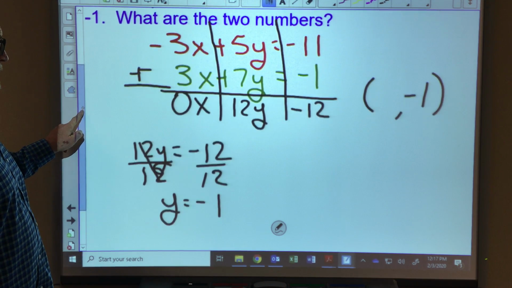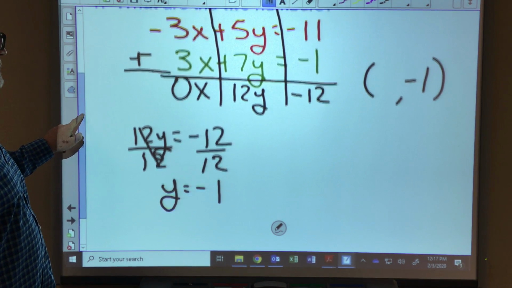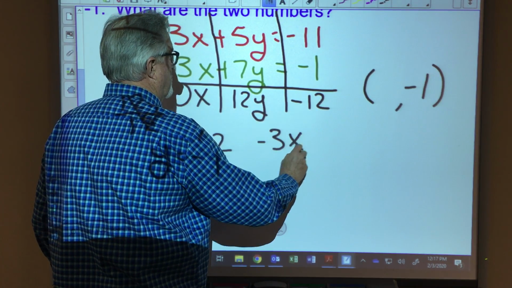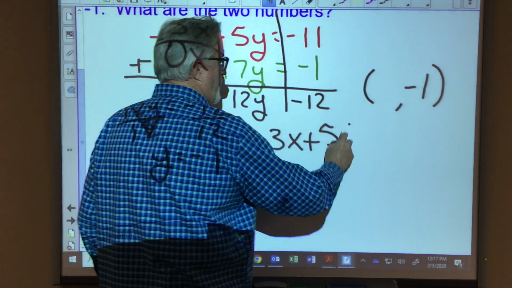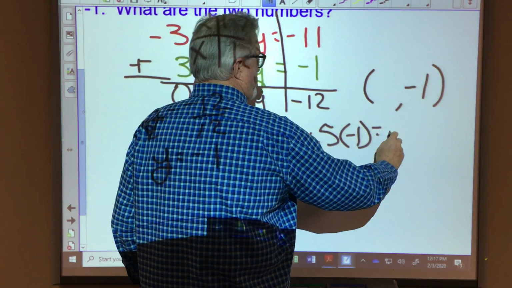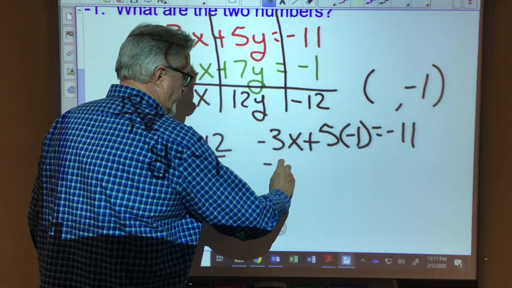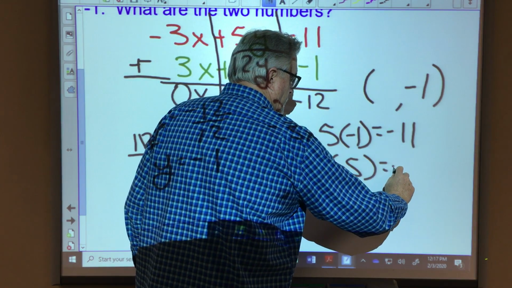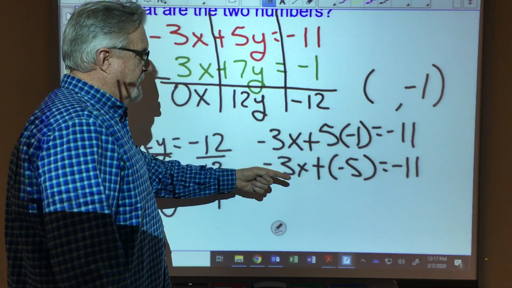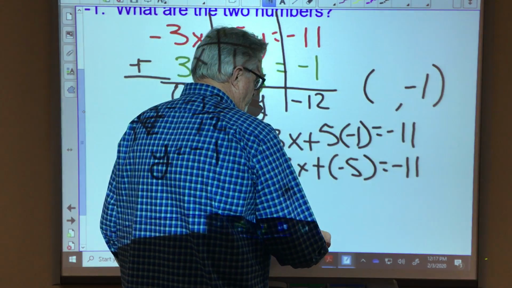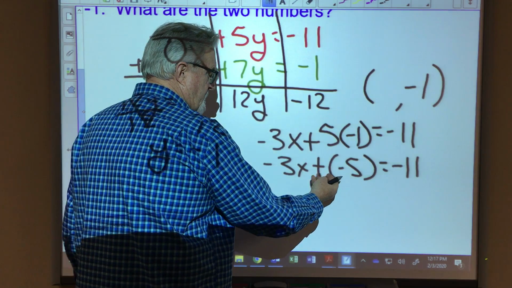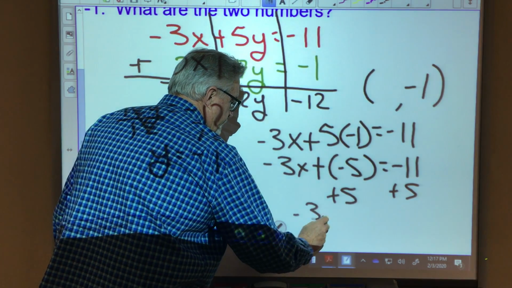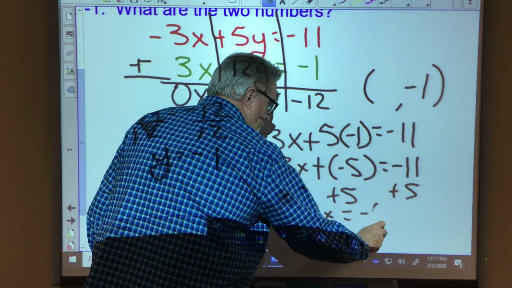We'll go back here and get one of our original equations. Let's just do the top one there. And it says negative 3x plus 5 times y, and we know that y was negative 1, is equal to negative 11. So negative 3x plus a negative 5 is equal to a negative 11. We need to undo adding a negative 5, so if we add a 5 to both sides, we're going to end up with negative 3x is equal to negative 6.